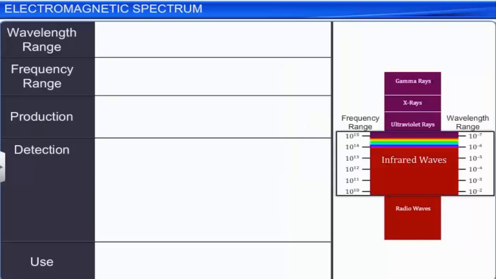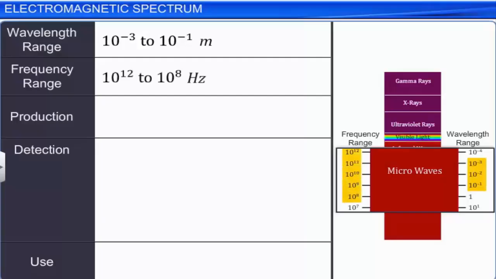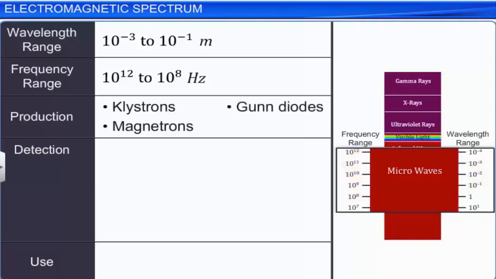Now, let us discuss the next kind of electromagnetic waves, that is, microwaves. The wavelength of microwaves is in the range of about 10^-3 meters to 10^-1 meter. The frequency is in the range of 10^12 Hz to 10^8 Hz. Microwaves can be produced by klystrons, magnetrons, and gunn diodes. These waves can be detected by point contact diodes.